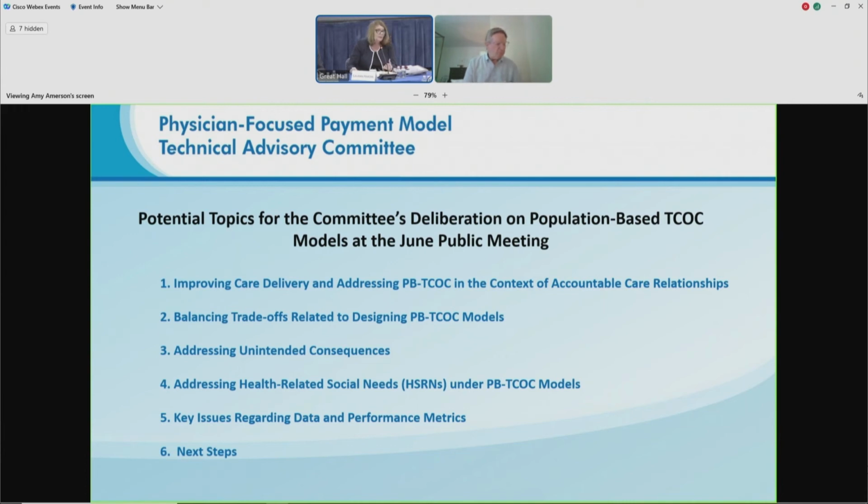Also seeing new payment models under Medicaid that are starting to pay for that. So we heard some really exciting innovation from California where there's now payment for housing, there's payment for housing navigation, really enhanced care management for the most complex and vulnerable populations.